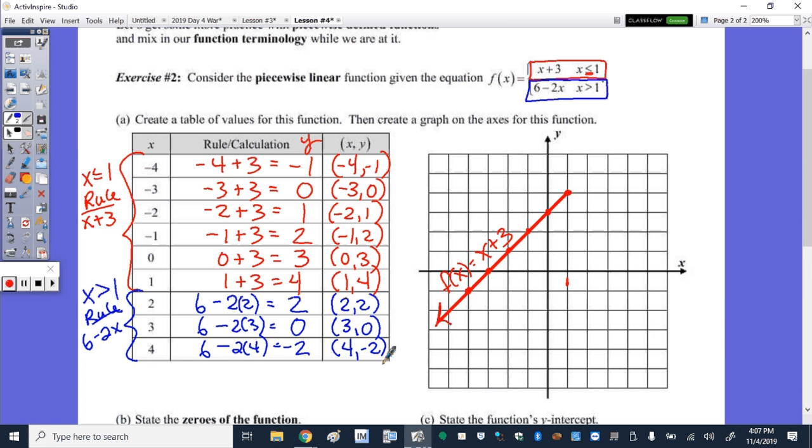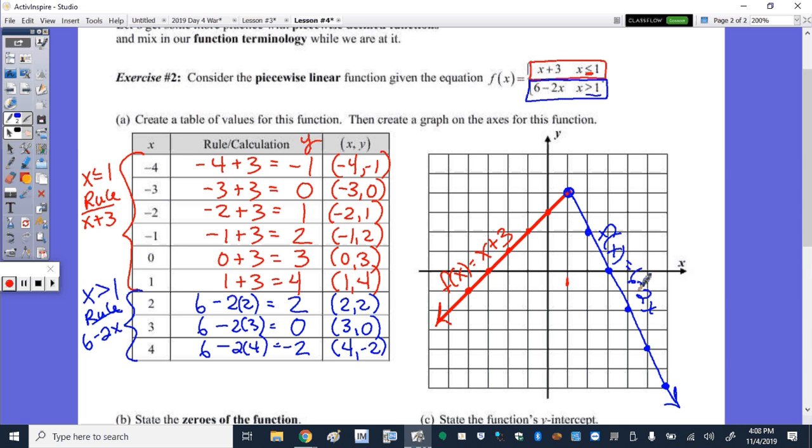So let's plot. Right 2, up 2. 2, 2. 3, 0. 4, negative 2. And you can see the pattern is down 2 over 1, down 2 over 1. So we're going to plot some more points. Down 2 over 1 would be this one, down 2 over 1, this one, down 2 over 1, this one. And it's got to go all the way up because it includes all those values just greater than 1. So there would be an open circle here, but that red fills it. So line up your straight edge and connect. I'm just going to sketch that by hand. And this is f of x equals 6 minus 2x.